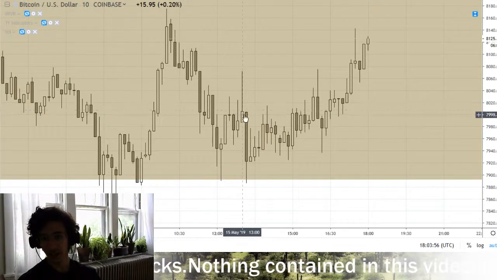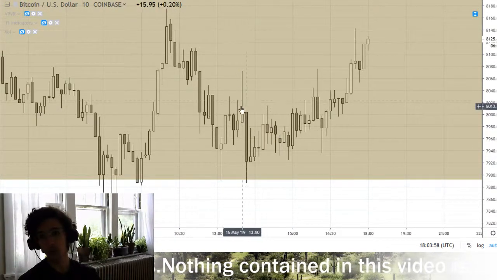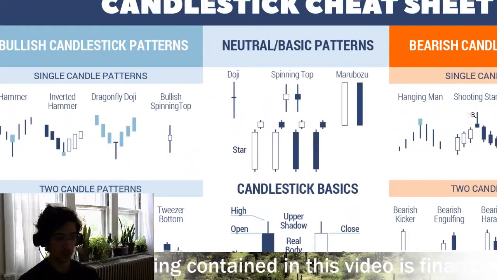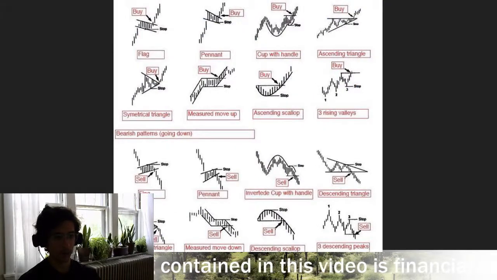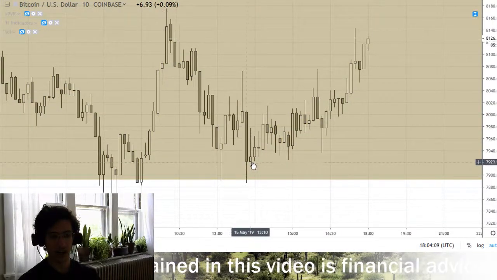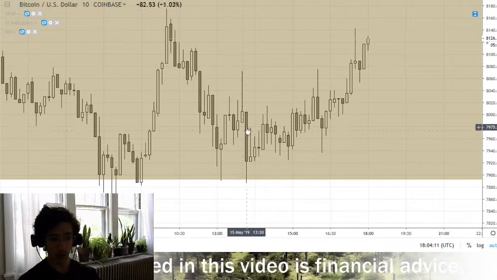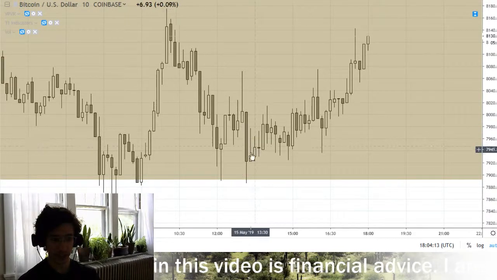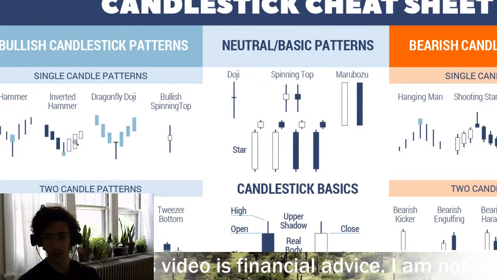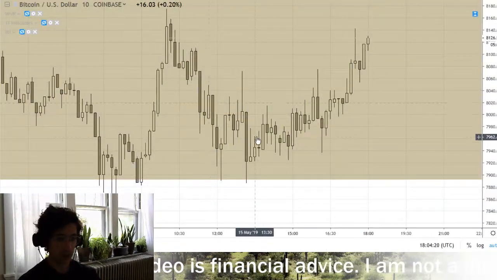Like, see this right up here? This had this huge wick up here. What does this look like? This looks like this shooting star. What happened on the very next candlestick? Came all the way down. What happened here? What does this candlestick look like right here? It looks exactly like this inverted hammer. What did price do after that?